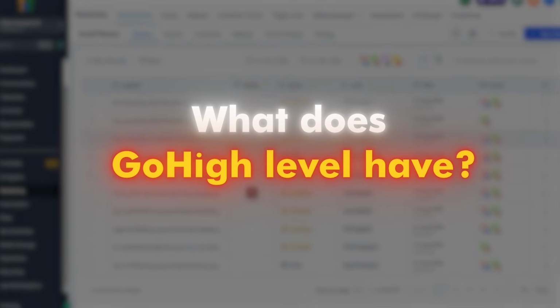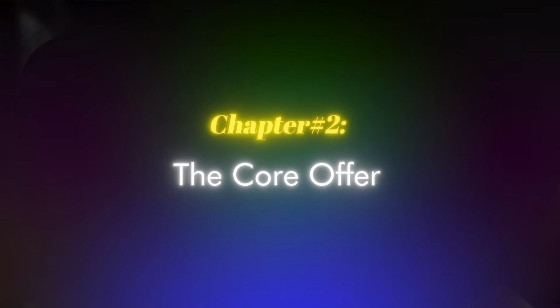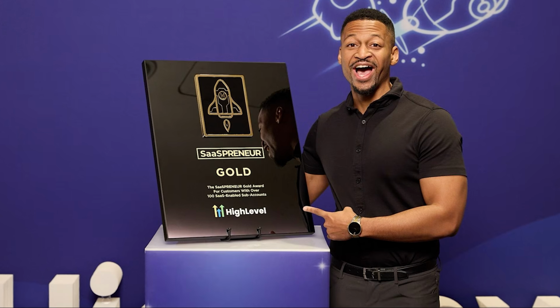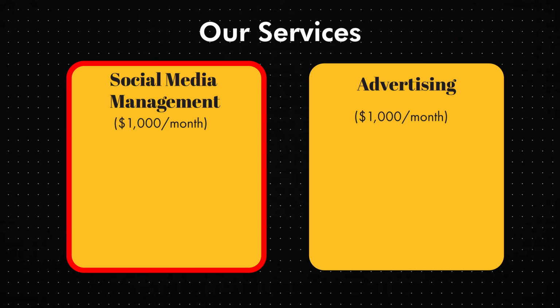I am not going to bury you in every button, because the useful question is not, what does HighLevel have? The useful question is, what outcome are we selling with it? Chapter 2, the core offer. We did not build a $5 million agency by selling software access. We sold outcomes. Our 2 main services are social media management and advertising, and each one is typically around $1,000 per month. Some clients buy one, some buy both.